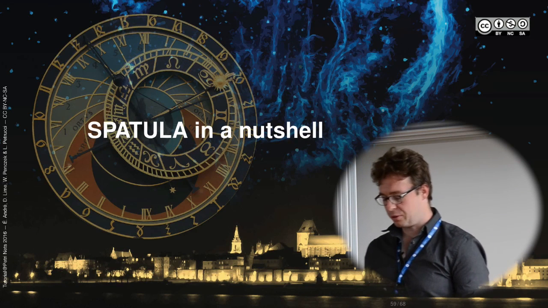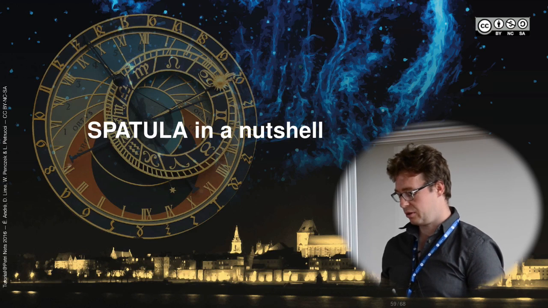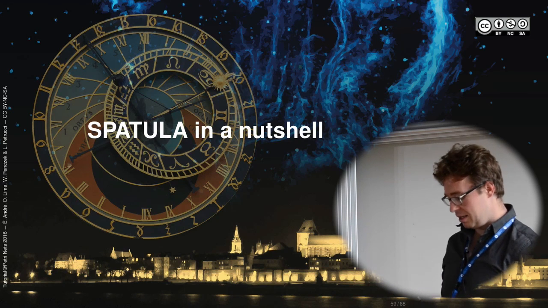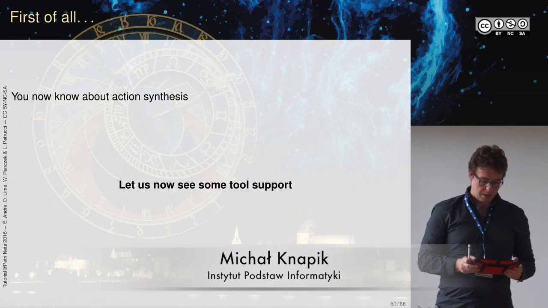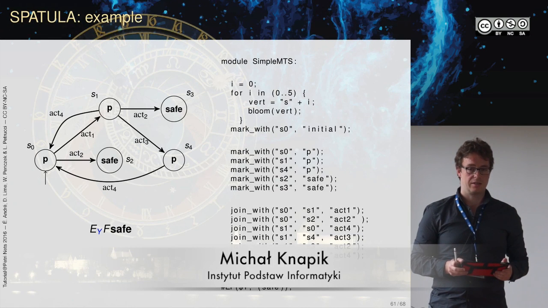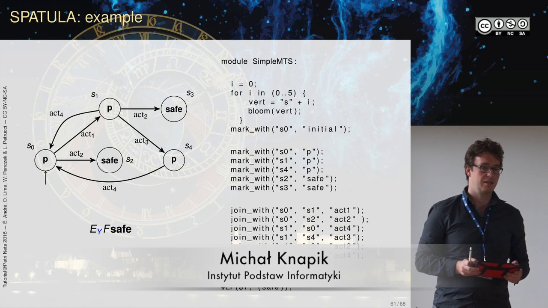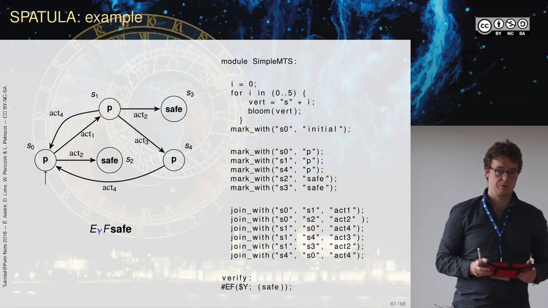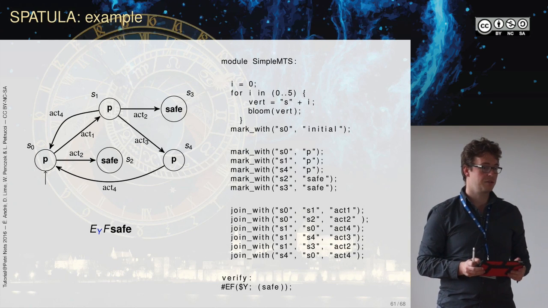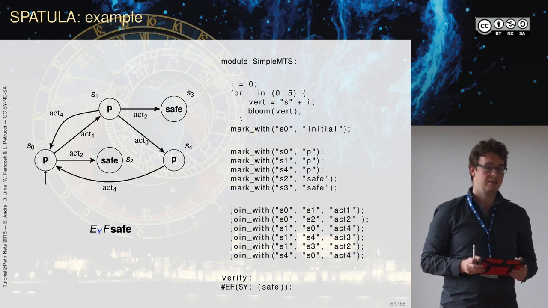I'm the author of Spatula. It's a simple parametric tool for action synthesis, and it is a tool that is different in spirit than Imitator or Romeo, as it uses binary decision diagrams to represent the state space.